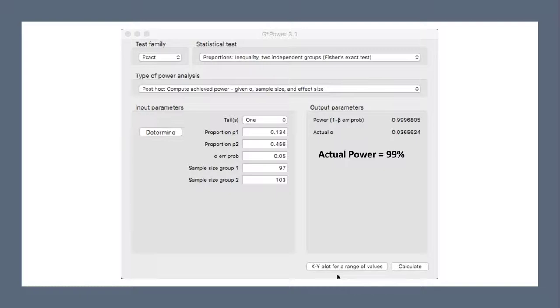So what was their actual study power that they found? I did a post hoc test here to see what power they actually achieved with their given alpha, sample size, and effect size. I inputted those in, and I actually put in their actual sample sizes and the sizes of the two groups. So it came out, they actually had 99% power to detect a statistically significant difference between the groups with their difference of 32%.